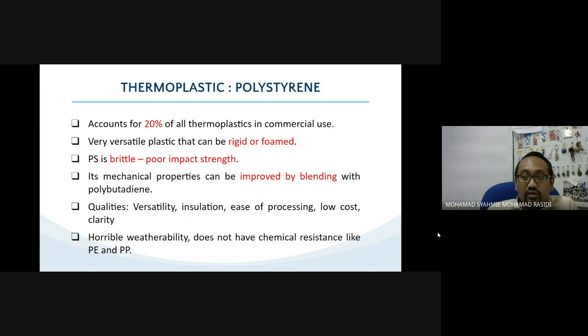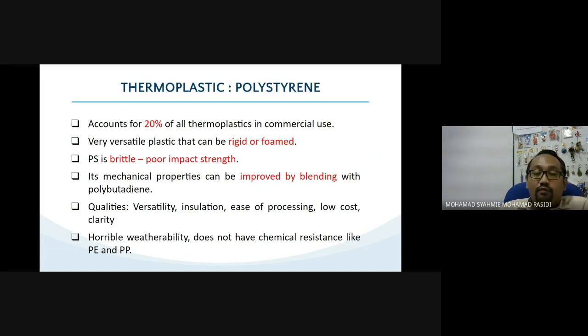Next, polystyrene accounts for 20% of all thermoplastic in commercial use, meaning that among the thermoplastic families, polystyrene is used at only about 20%. It is a very versatile plastic that can be rigid or foamed, and polystyrene is very brittle with poor impact strength. For sure it's very brittle, because with a little force you can break it, and its mechanical properties can be improved by blending with polybutadiene.